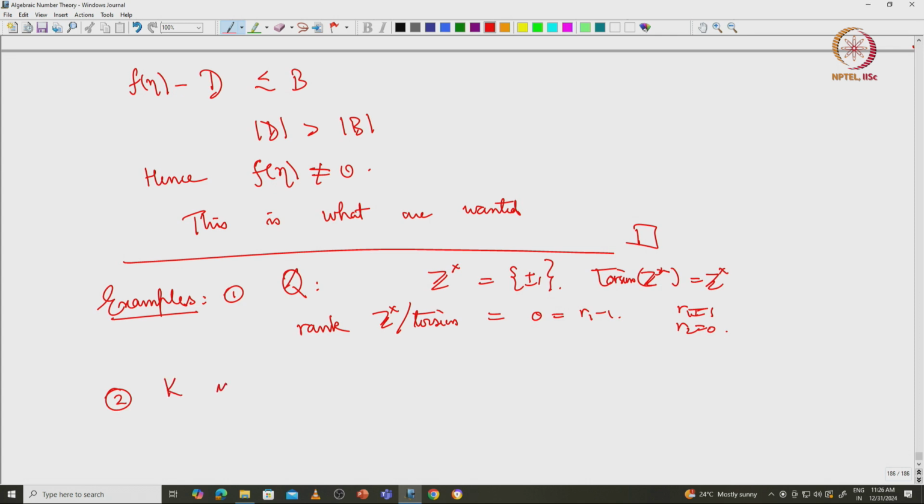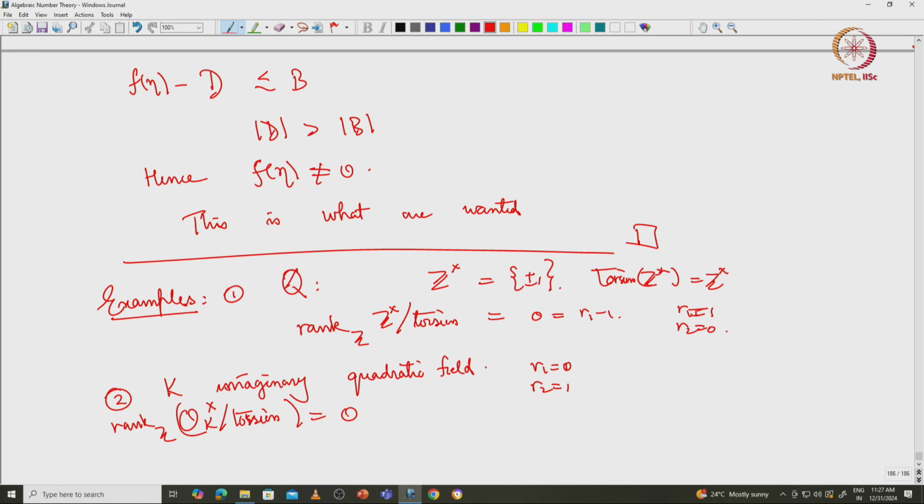Now if K is an imaginary quadratic field, then for OK cross, R1 in this case is 0 and R2 is 1, and so the rank of OK cross modulo its torsion is equal to 0. These are the only two examples of number fields in which the rank of the unit group is 0. Whenever I say rank of unit group and do not say torsion, I do mean modulo its torsion, but I will not say it again and again. So these are the only two number fields in which the rank of the unit group is 0.